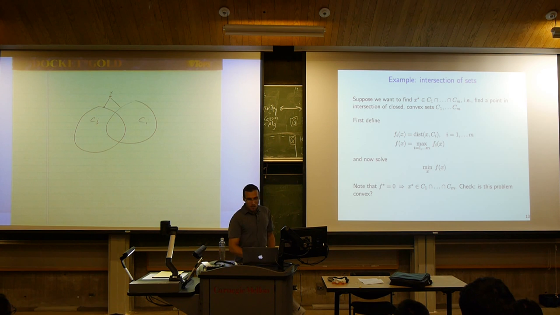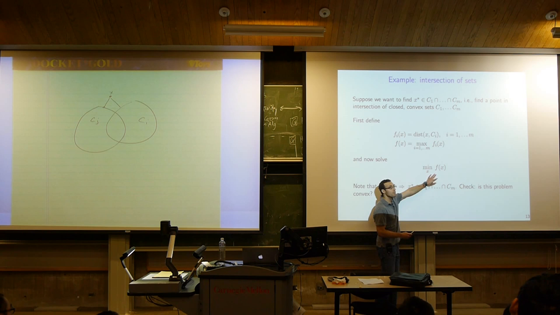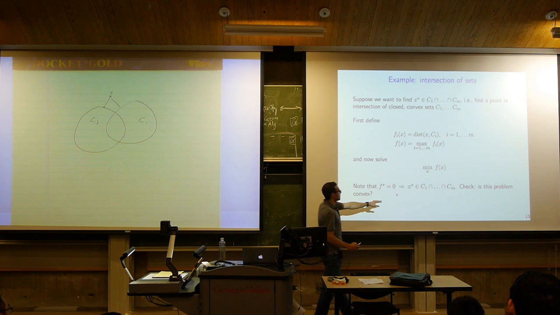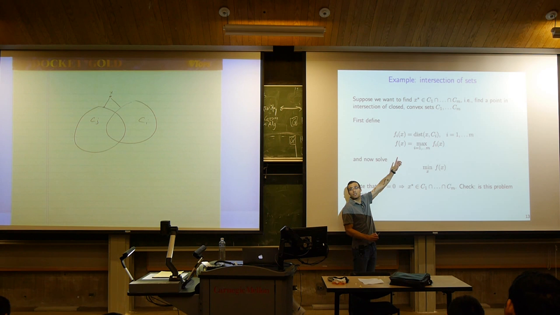So now we're going to think about solving this problem: minimize over x the function f of x. If the optimal value is 0, then we have a point x star, the minimizer. It's not necessarily going to be unique unless these sets only intersect at a singleton. But if we ever find a point x star with optimal value f star equals 0, then we have a point in the intersection. Likewise, if we don't have a point yet in the intersection, but we know ahead of time that the sets have a non-empty intersection, then we know that f star is 0.